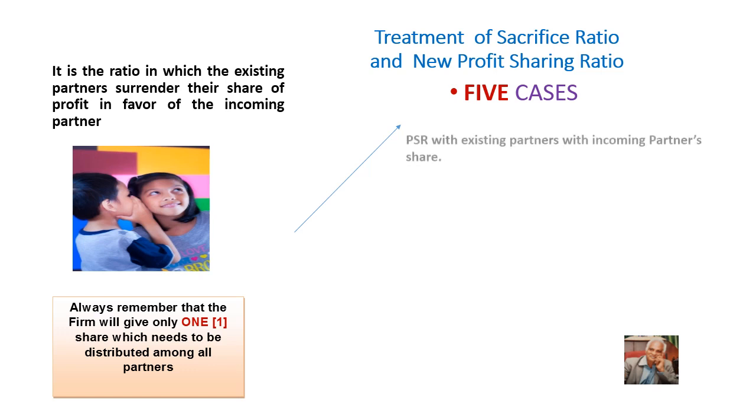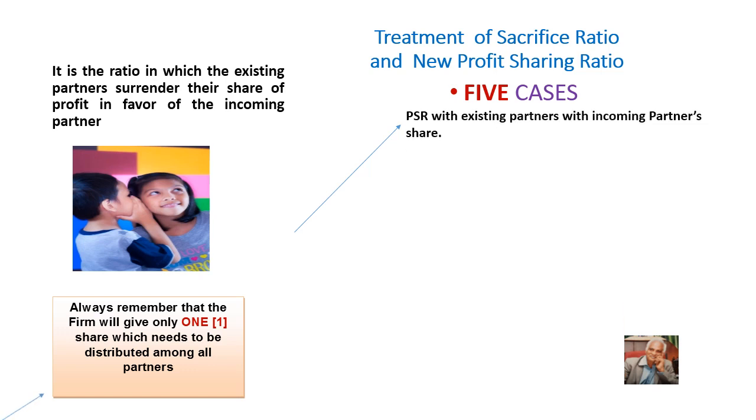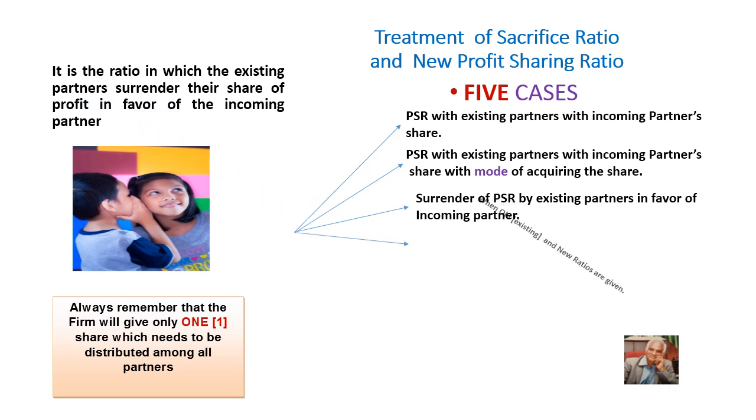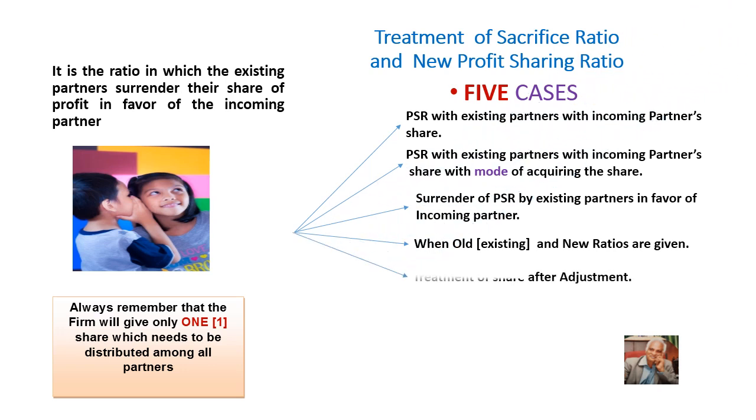Now, I'll deal with 5 cases. Profit sharing ratio with existing partners. The second one, the profit sharing ratio with existing partners and the mode of acquiring. Surrender of profit sharing ratio by existing partners in favor of incoming partner when old and new ratios are given. And last but not the least is treatment of share after adjustment.